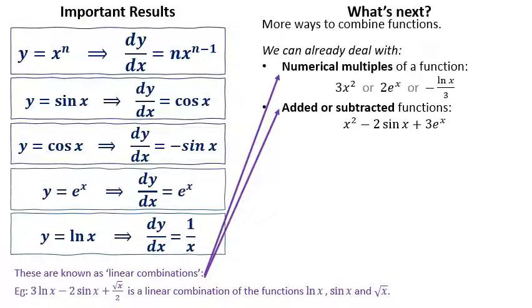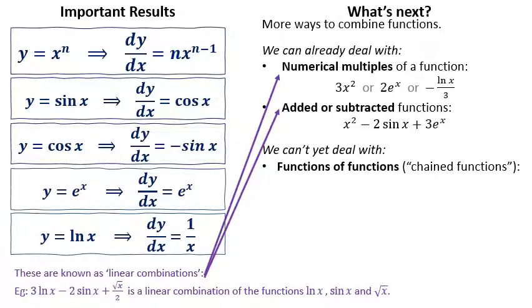But there are lots of other ways you can combine functions. And one of the next things you're going to learn in differentiation is how to deal with a chain of functions, a function of a function, something which is applied to something else. So some examples will be e to the power of x squared, or sine of 2x is a slightly simpler one, or (2x add 3) in a bracket to the power of a half.